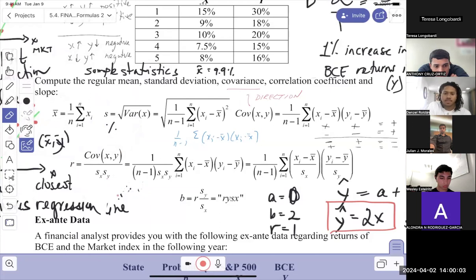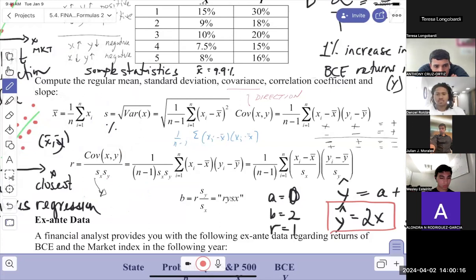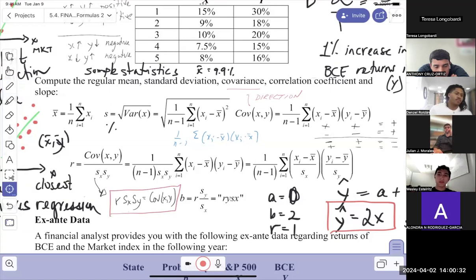How can I get the covariance? You use the formula on the right. Okay, so you can find covariance by cross multiplying the standard deviations up.